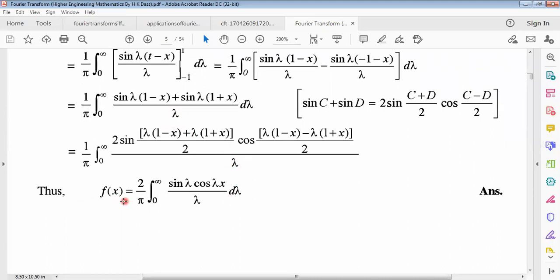Thus f of x equals, actually, just this addition: lambda minus x, lambda plus x. That means sine of 2 lambda by 2, that means sine lambda. From here we get only cos lambda x, divided by 2. So f of x equals 2 divided by pi, 0 to infinity, sine lambda cos lambda x divided by lambda, d lambda.